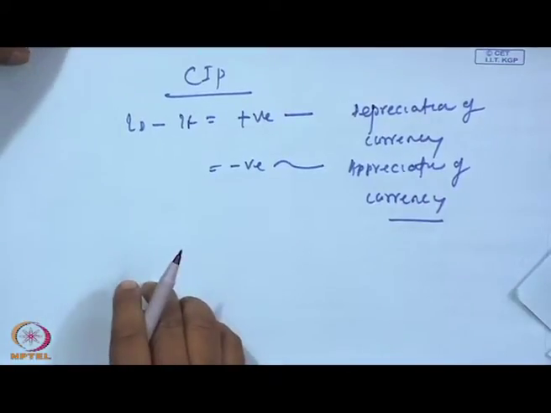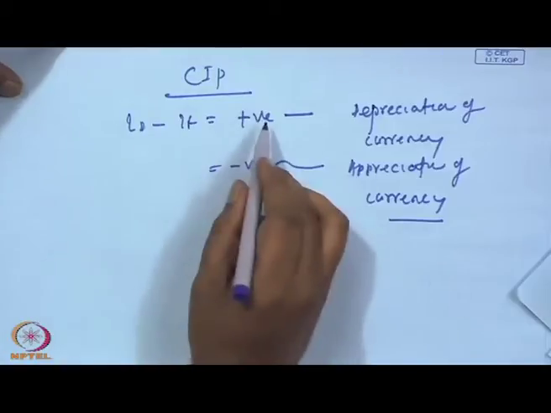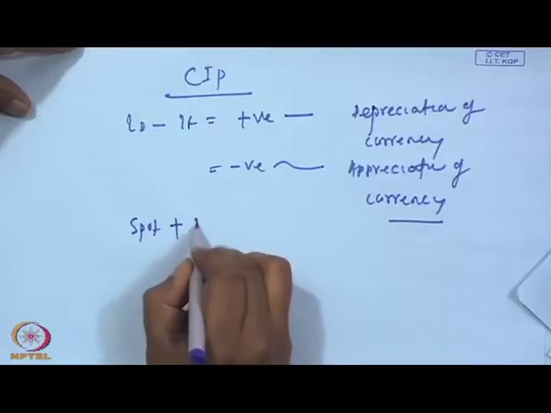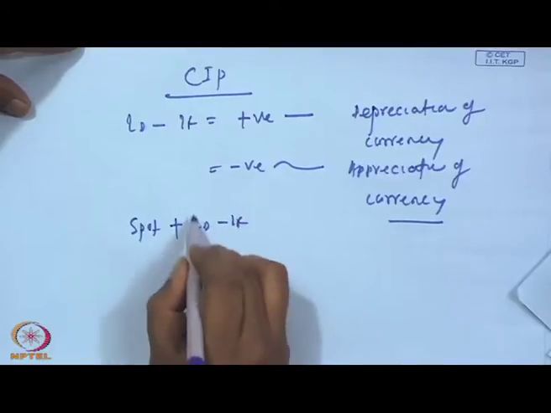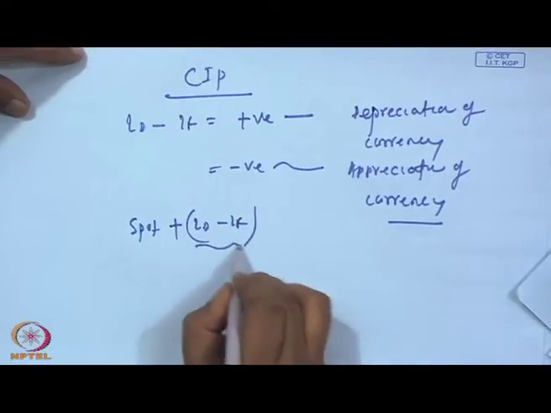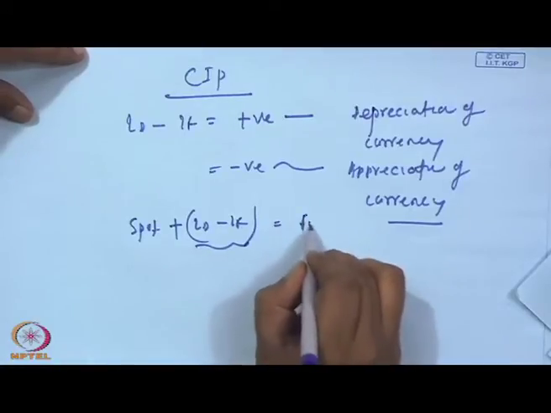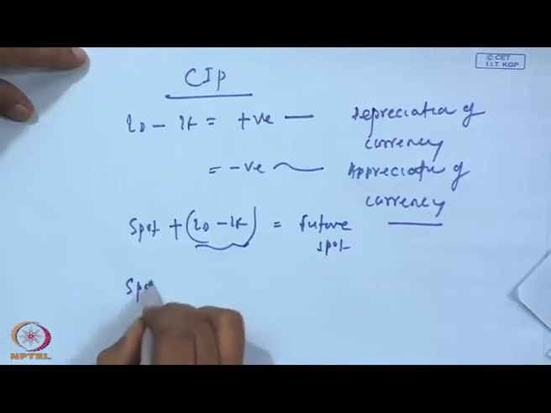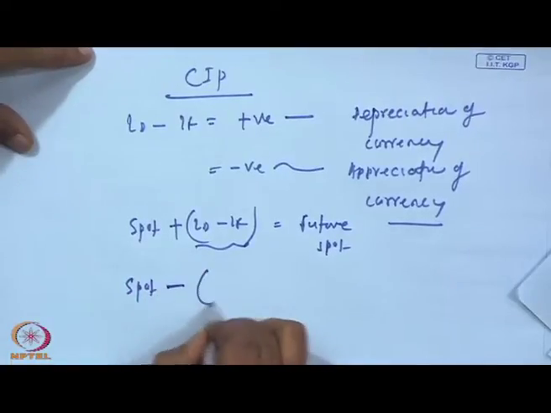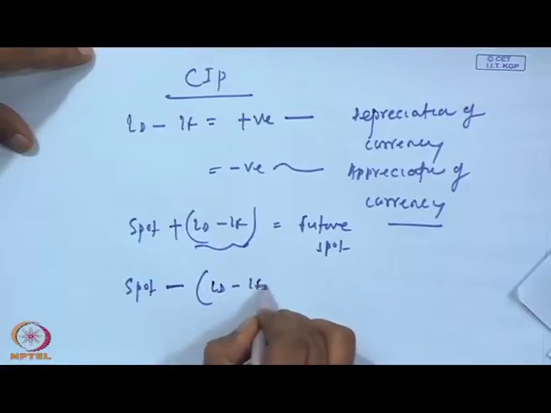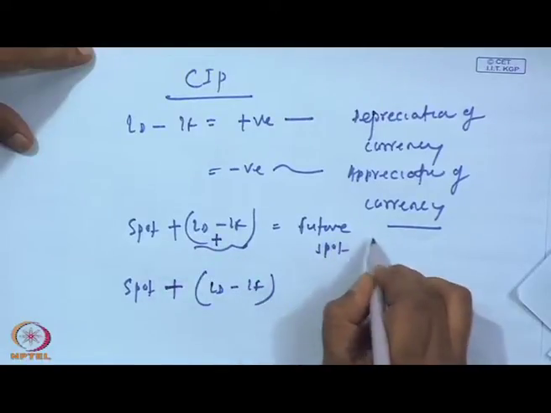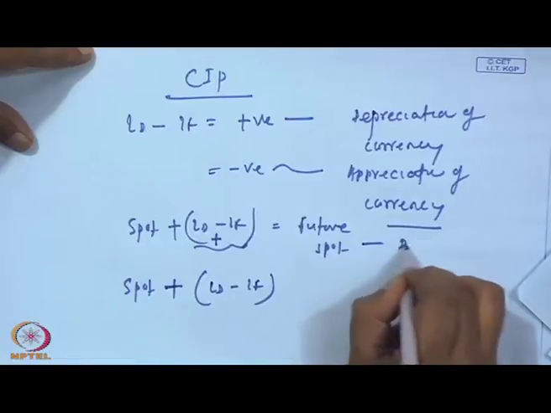Negative leads to appreciation of currency. In case of positive, the spot plus interest differential, that is ID minus IF, that is the forward discount, will be the future spot. And if spot plus ID minus IF is positive, then future spot will depreciate.